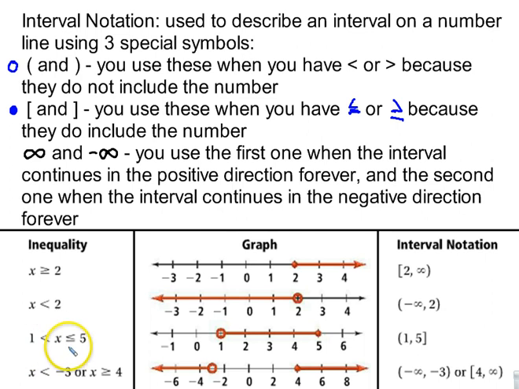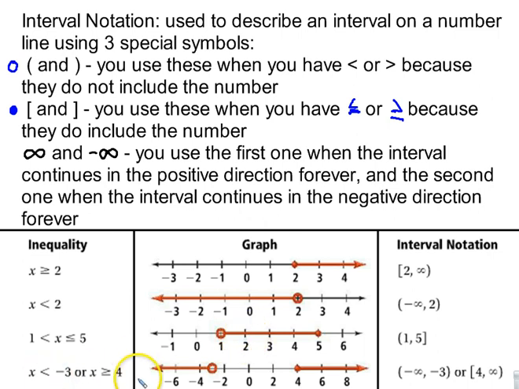All right, now this one is the and. So we have an open circle on 1, closed circle on 5. So we put the parentheses with 1, comma, the number 5, and then the bracket because it includes it. So this says the same thing as both of those.